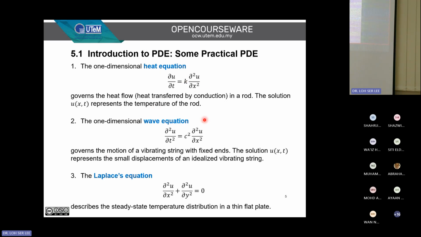If you look at the difference between these two, in the heat equation one term is first order and the other is second order, but for the wave equation, both are second order. And there is a third one, the Laplace equation. It describes the steady state temperature distribution in a thin flat plate. But we will just look at these two.